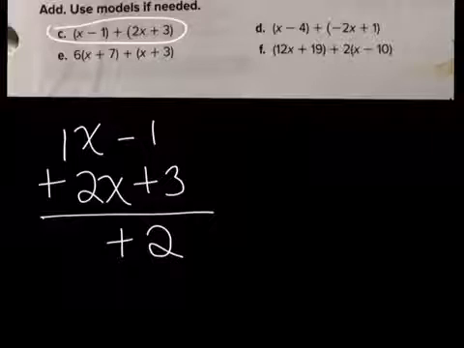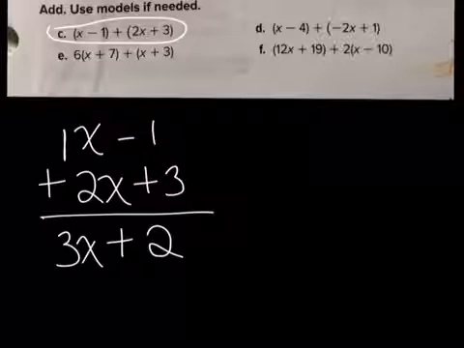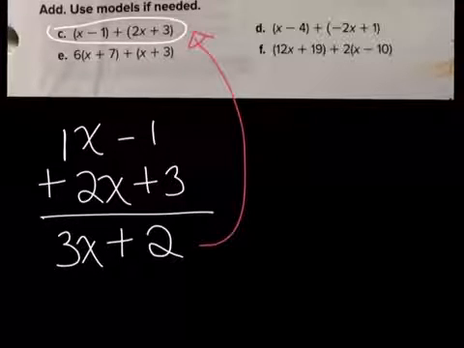And then remember that there's a 1 here. We just don't write it. So it's 1x plus 2x is going to be 3x. And that's it. Okay, let's try D. If you haven't paused the video yet, now would be a good time.